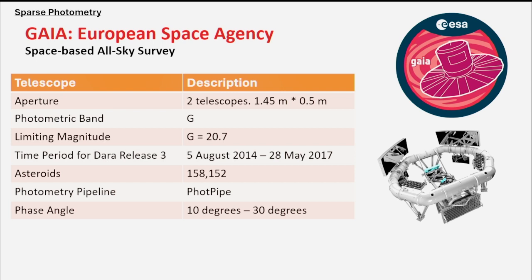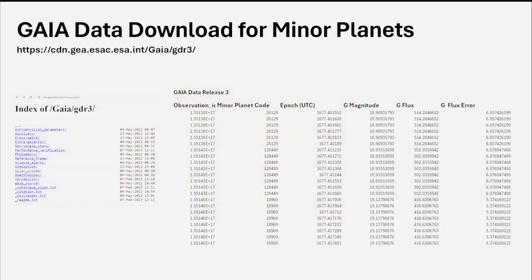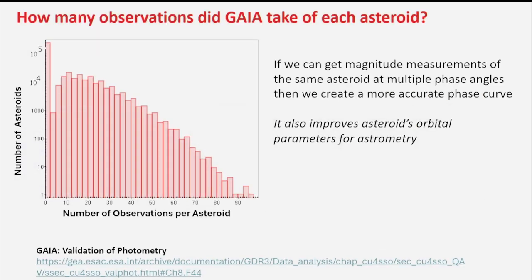So while this is great for the linear part, we would also need more for the beginning part. To get these Gaia observations, I simply used their database, where I was able to get the MPC code of the asteroid, and for each MPC code, I was able to get the date the observation was taken, as well as the magnitude and the magnitude error. This gave me all the parameters I would need to get the magnitude and create a phase curve. So how many observations does Gaia take of each asteroid?